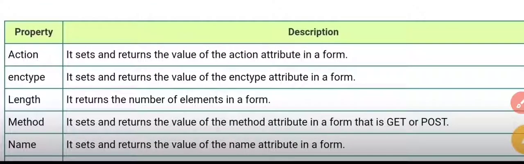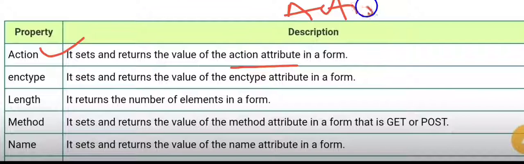Next we have different properties of the form object. One is action. Action identifies or specifies the action attribute. When we mention the action in the form, it is used to perform some operation or some action in the form. It sets and returns the value of the action attribute. Whatever operations you mention in the action should be performed in the form.